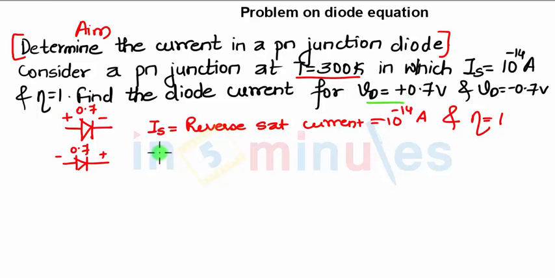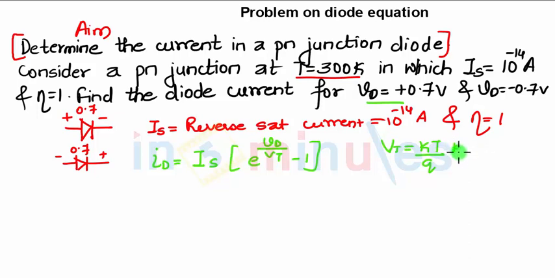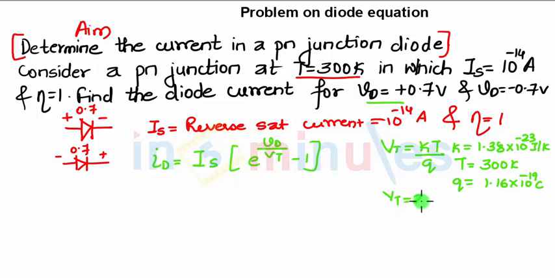As per the diode current equation, Id equals Is e raised to Vd upon Vt minus 1. Now Vt is the thermal voltage. How to calculate the value of Vt? You know Vt equals kT by q. When you substitute the values, k is Boltzmann's constant, 1.38 into 10 raised to minus 23 joules per Kelvin, T is the temperature, given here as 300 Kelvin, and q is the charge, 1.6 into 10 raised to minus 19 coulomb. So you will get Vt as 26 millivolts.